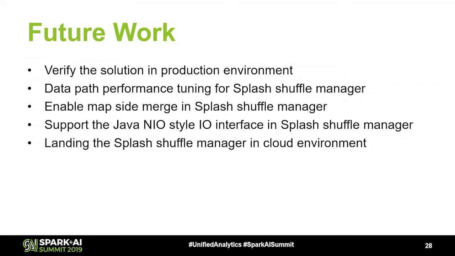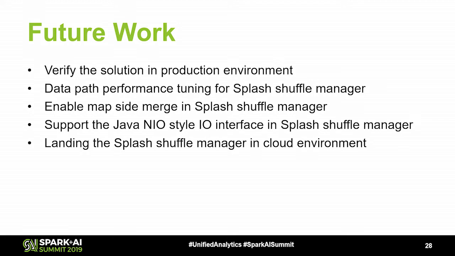So what we are trying to do in the future is that we are still trying to verify our implementation in a production environment, especially in a cloud environment. And from the shuffle manager's point of view, we are still trying to enhance the data path performance of the Splash Shuffle Manager. Because we have ownership of the code for this Shuffle Manager, maybe we could add something to enhance the algorithm of the shuffle itself, like adding the map side merge in the Splash Shuffle Manager.